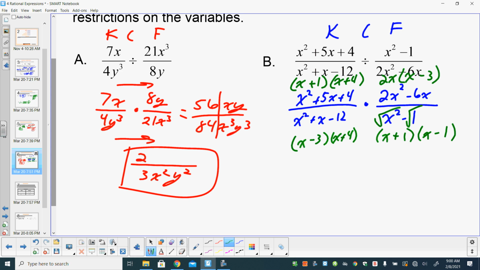All right, now that I factored everything, what's my next step? So what can I cancel? x minus 3, x plus 4, and then x plus 1. Good, 2x over x minus 1. Again, a mistake students will try to make is to cancel out those x's. You cannot do that, all right? That is a binomial. Questions?